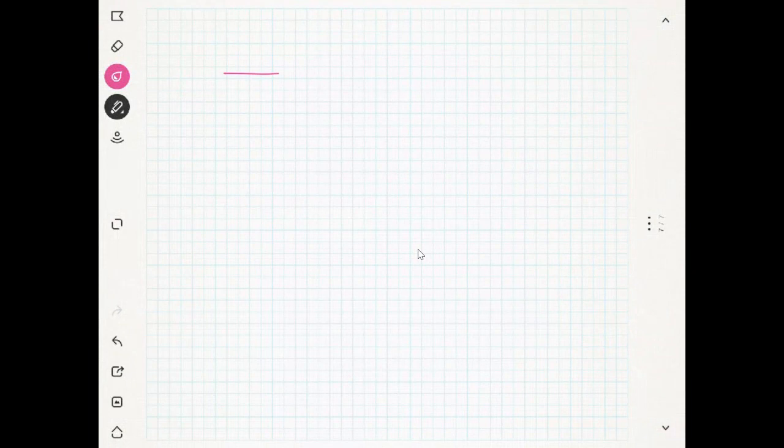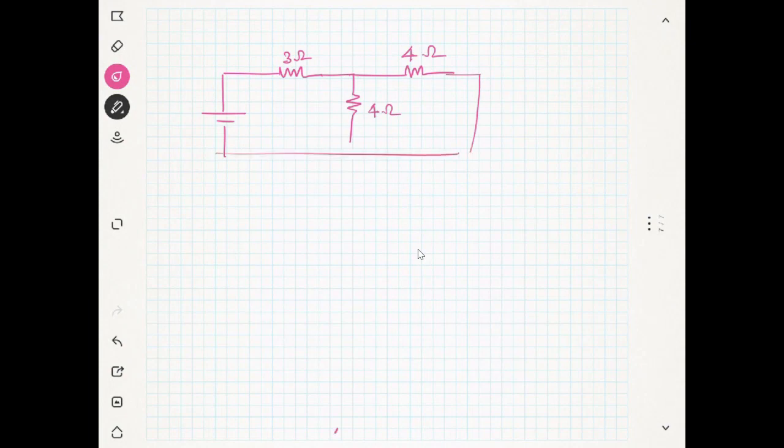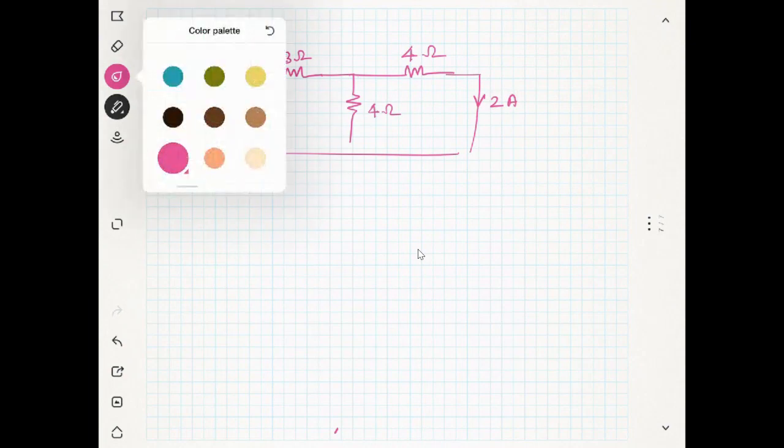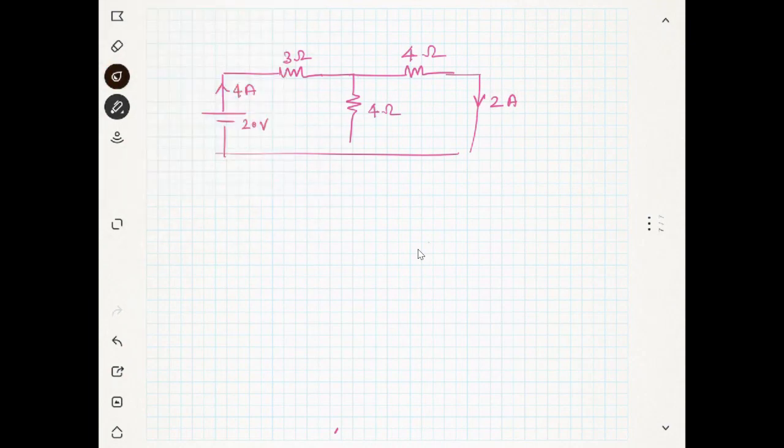You have a network like this, which is 3 ohm. This is a network, 4 ohm, and this is 4 ohm, and like this. And this is 20 volt. Suppose this current is 4 ampere, and this current is 2 ampere. Now you change this 20 volt to some 80 volt.